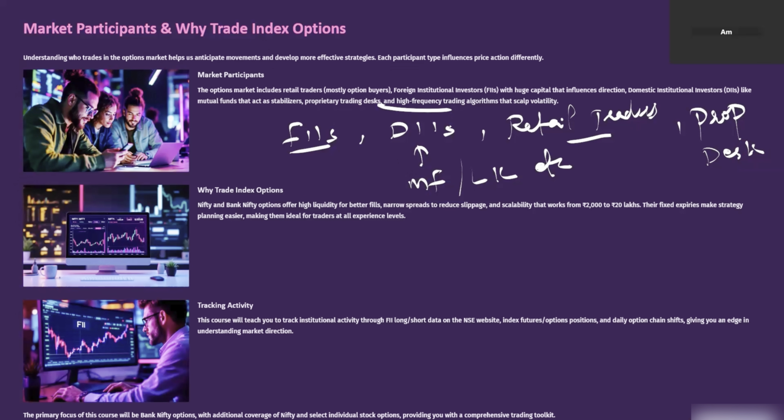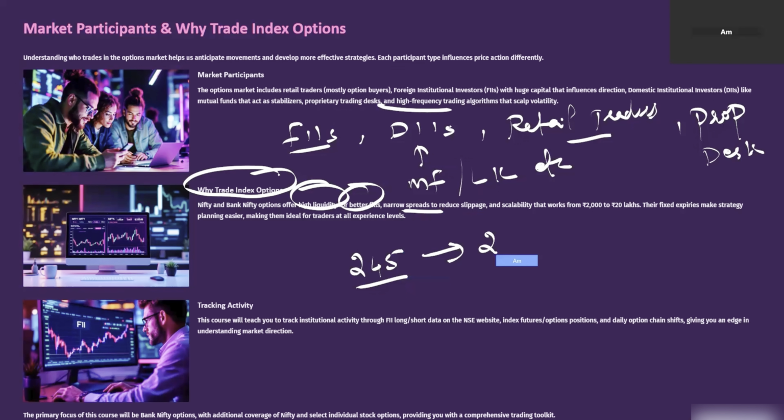Apart from that, why do we trade index options? It's mainly because, especially Nifty and Bank Nifty, have high liquidity. So better fills and narrow spreads. So when we trade in options, say an option's LTP is 245. When you press the market order, we should not get it at 255 or 250. Then upon entry itself, you are losing almost 10 or 5%. So that's not good. We are looking for profit only.